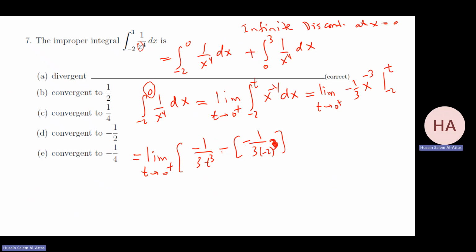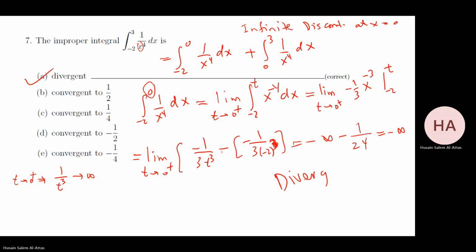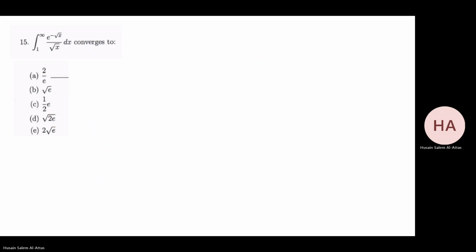Yeah, if t goes to 0, then 1 over t cubed goes to infinity, t goes to 0 from right. So I have here minus infinity. Is it just a number? Minus what? 1/24. Yeah, that will be minus infinity. So diverges. Okay. I think this one we did before. 1 to infinity.